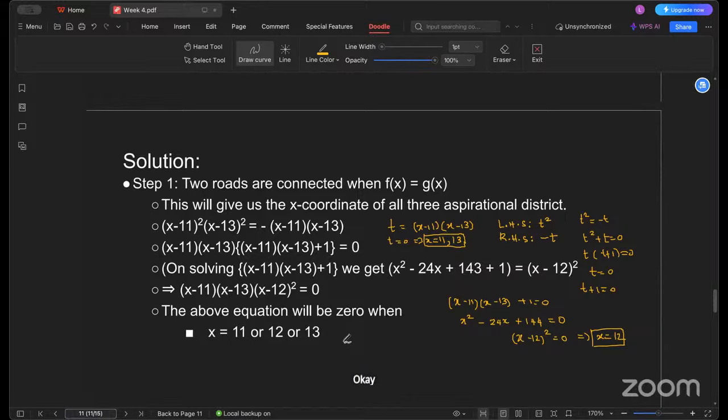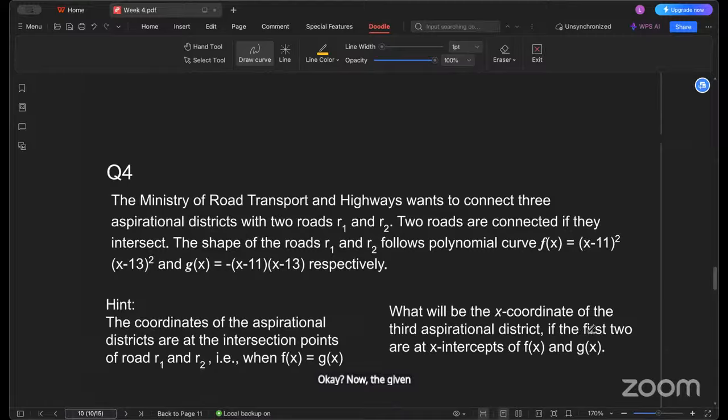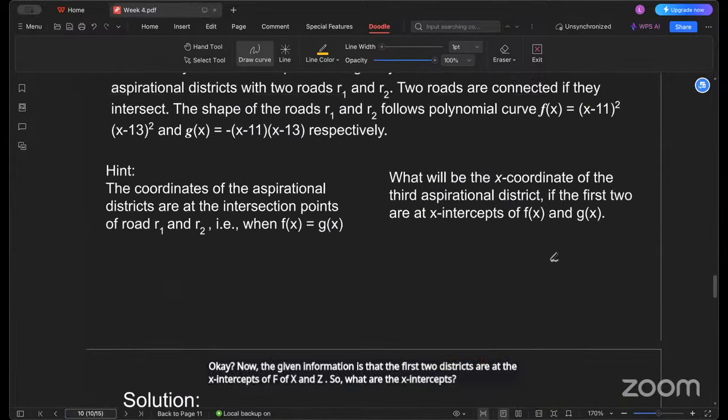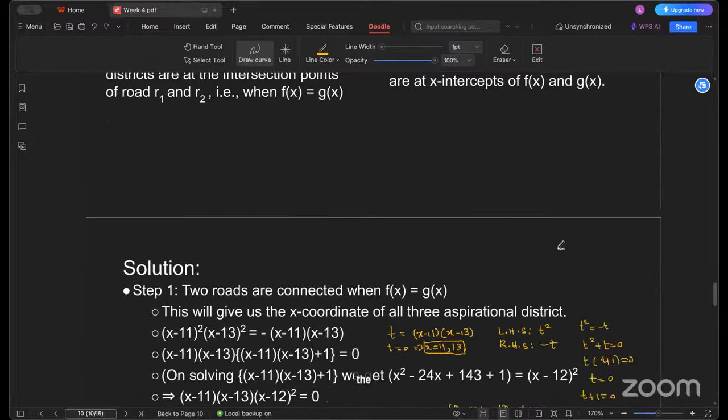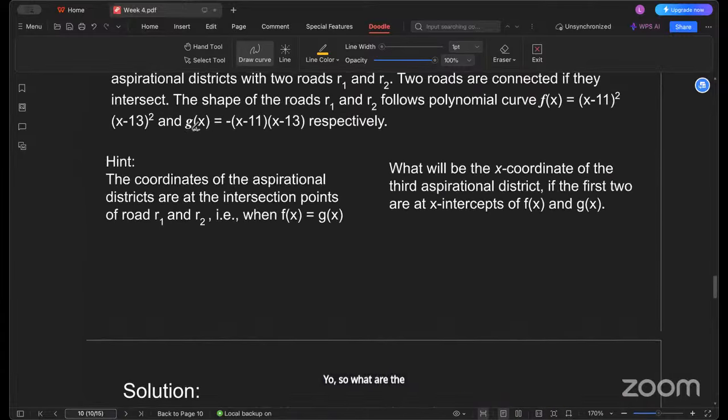Okay. So now we have, these are the three roots. Okay. Now the given information is that the first two districts are at the x-intercepts of f of x and g of x. So what are the x-intercepts? The roots of f of x and g of x. So what are the roots of f of x and g of x?